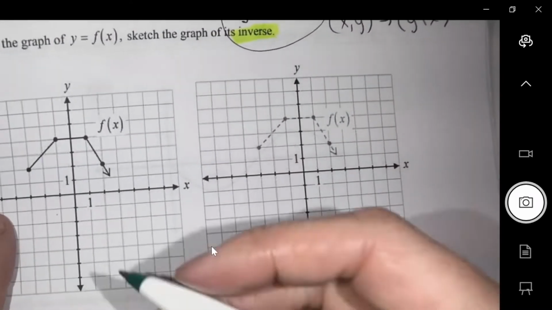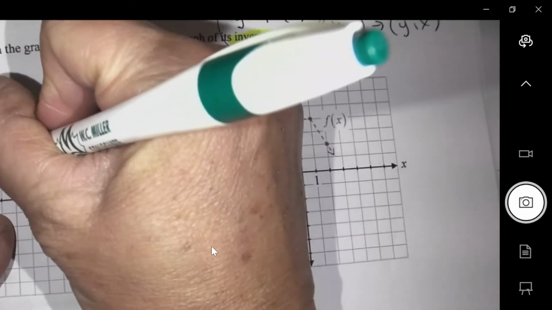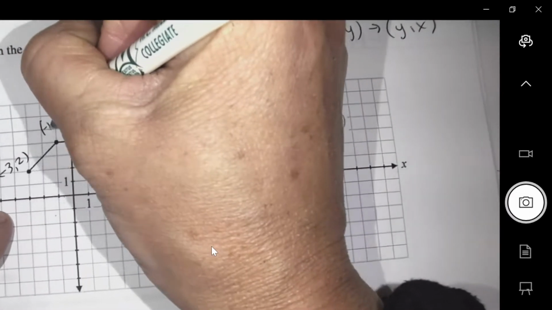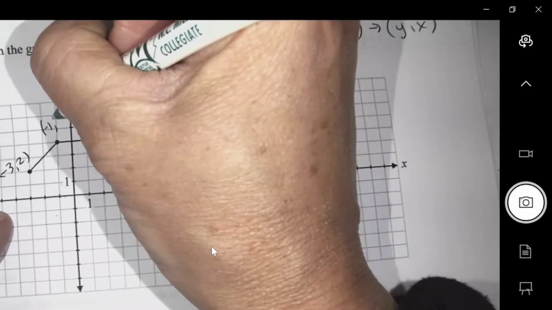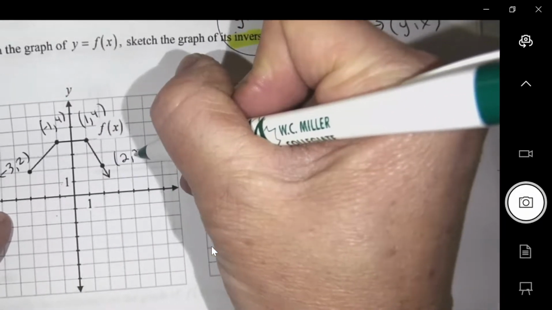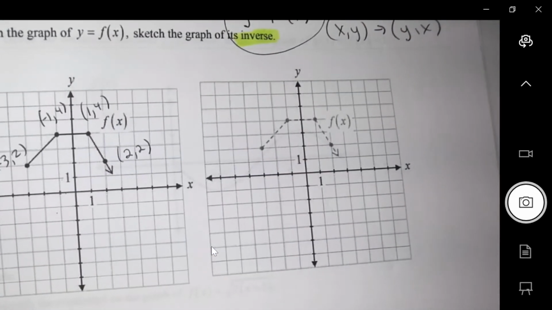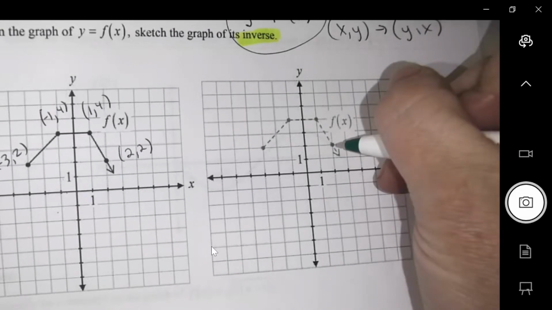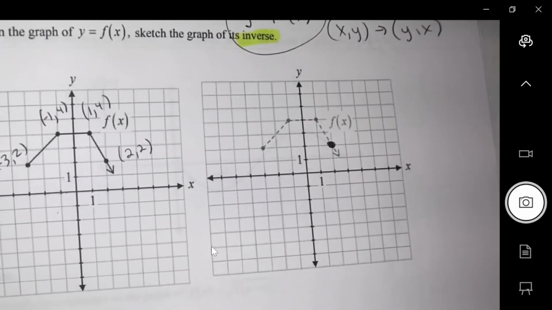Okay, so let's go 1, 2, 3. -3, 2. -1, 4. 1, 4. And 2, 2. Ooh, one of those points is invariant. The 2, 2 is invariant. It's going to also be at 2, 2. So how do I know when something's invariant? You might be asked that.